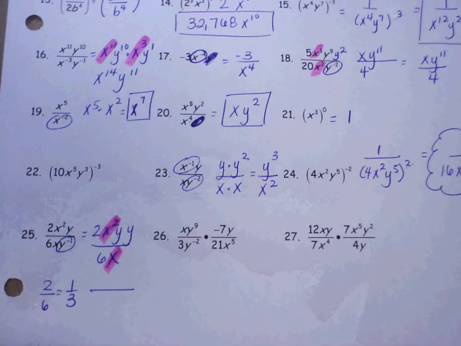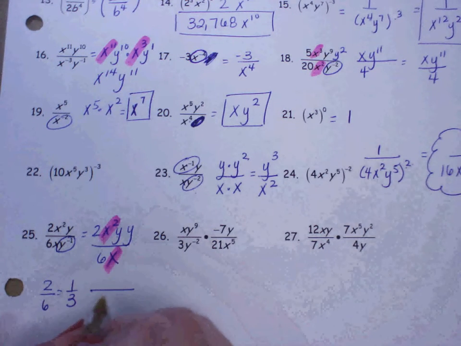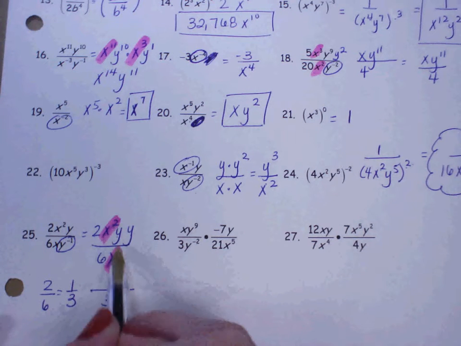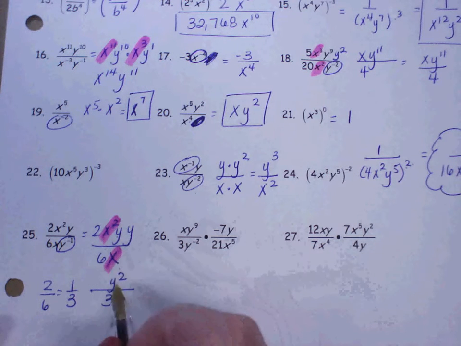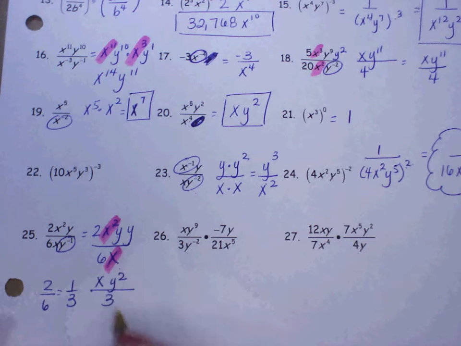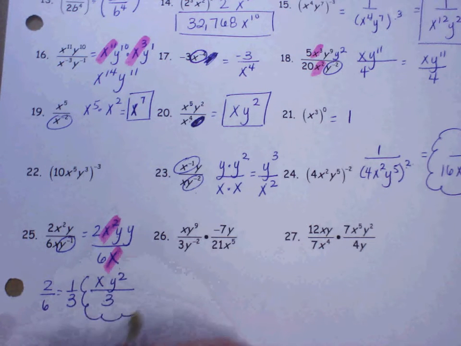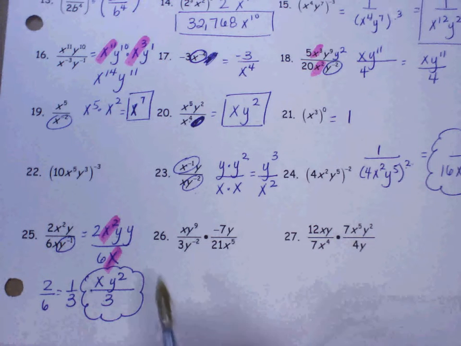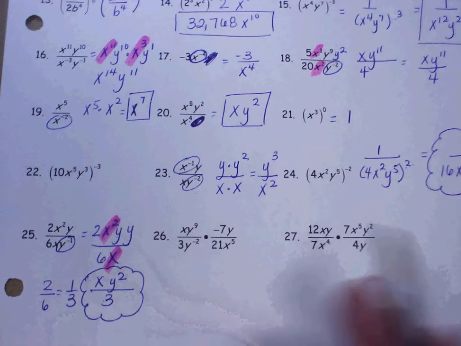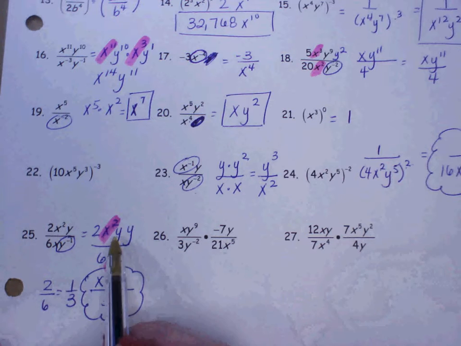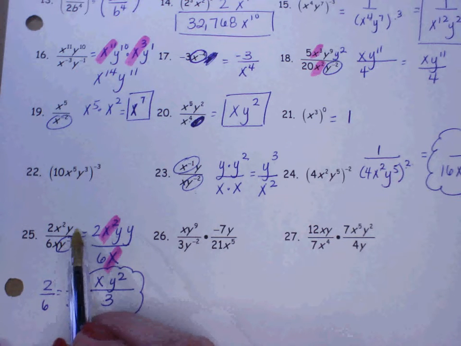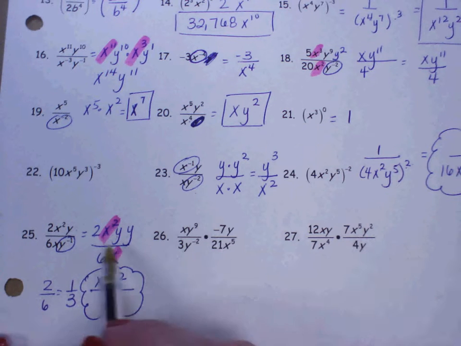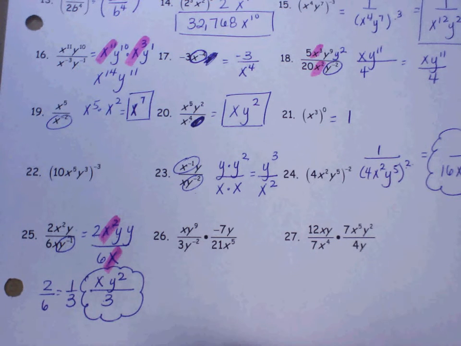And then this 2. What do you have to do between those two exponents? Subtract. So 2 minus 1, and you keep it at the top. 2, 6 is 1/3. You don't need that 1, right? We move that y to the top to get rid of the negative, and y times y is 2 y's, right? How many do you see? 2.